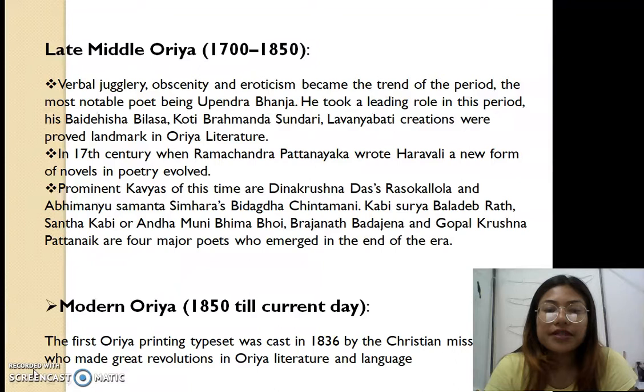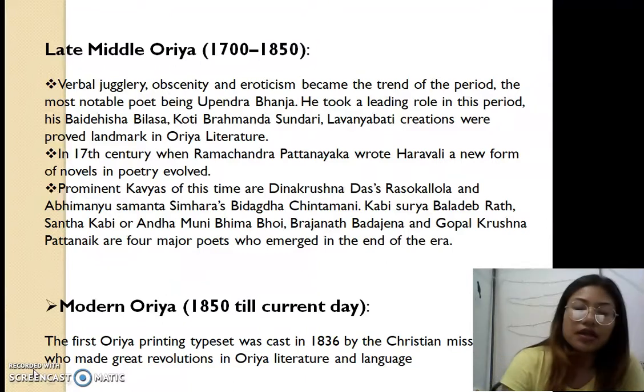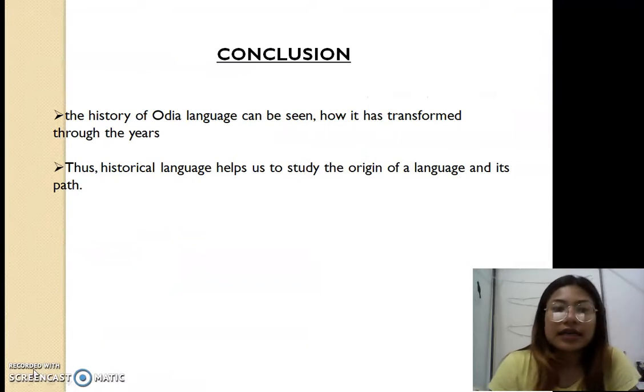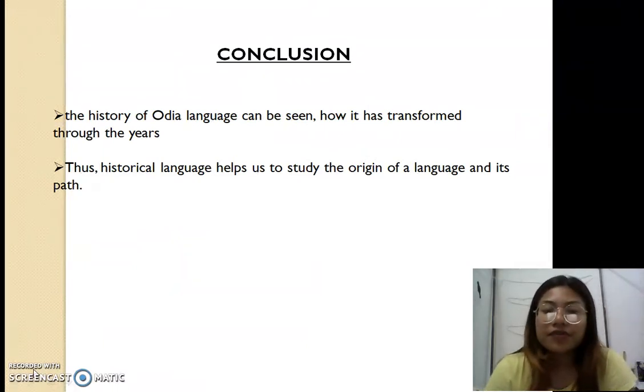The first Oriya printing typeset was cast in 1836 by the Christian missionaries, who made great revolutions in Oriya literature and language. Therefore, to conclude, from the previous presentation, it can be seen how the history of a language has changed from the older state to the present state, how it has transformed through the years, and that this can be done only with the help of historical linguistics. Historical linguistics helps us to trace back a language from the time of its origin to the present state.